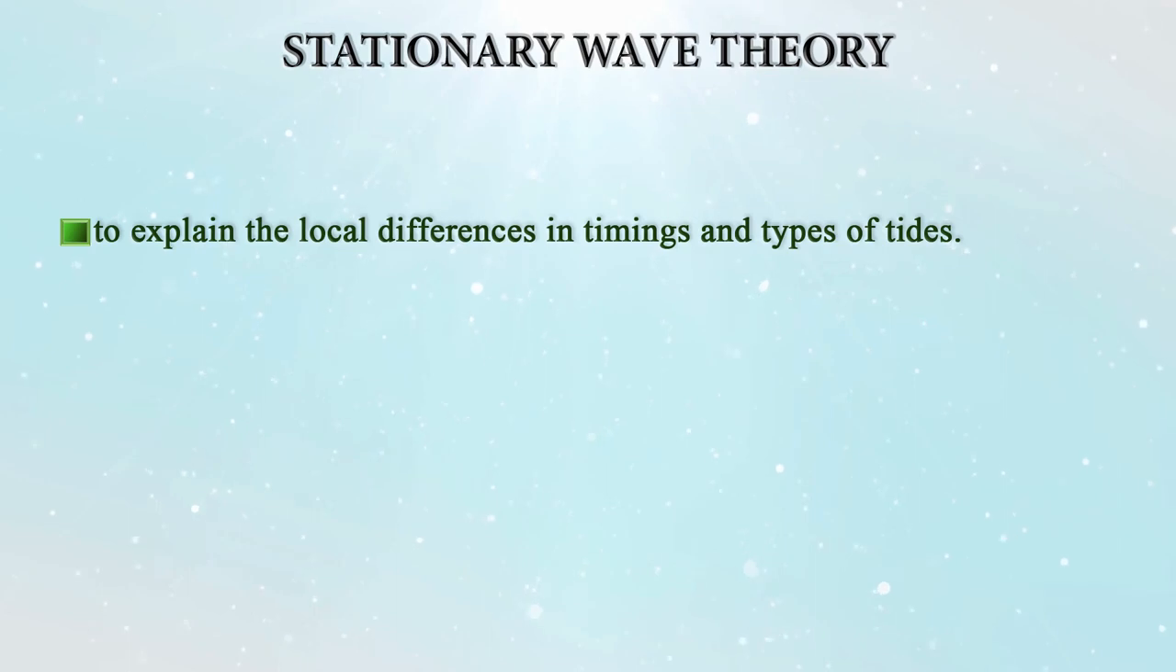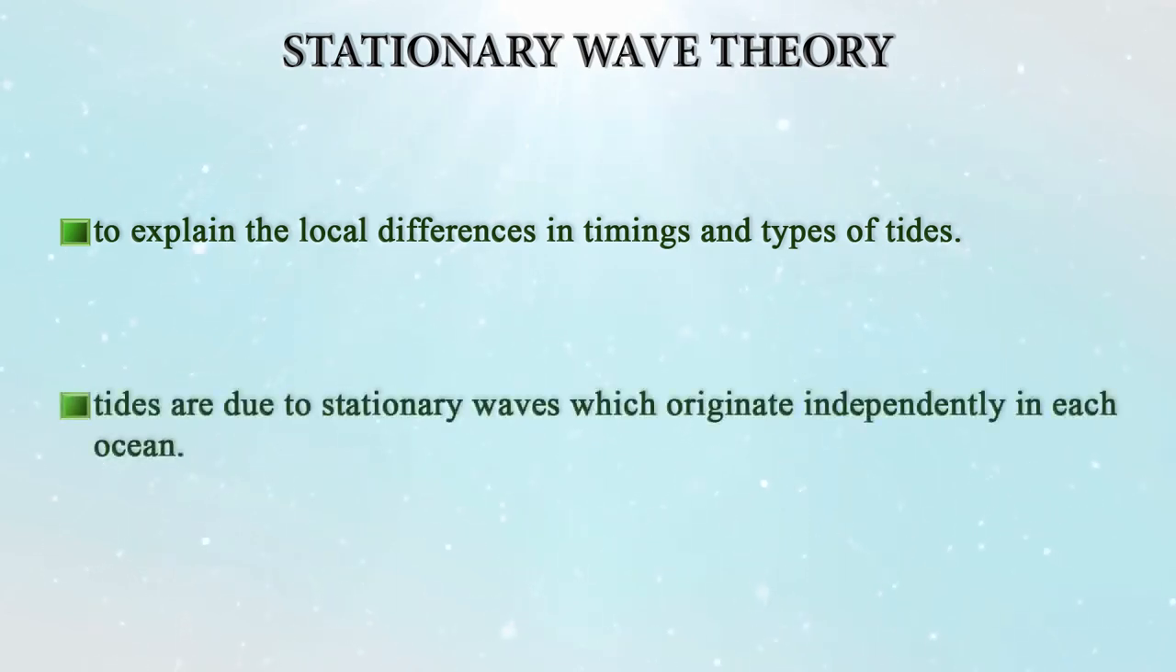Now, there was another theory which was given by Harris, which is the stationary wave theory, and it explains the local differences in the timings and the type of tides. Tides are due to stationary waves which originate independently in each ocean. Harris explains that it is not due to progressive waves which originate in the southern ocean, but it is more of a local phenomenon, and it originates due to stationary waves which originate independently in each ocean.